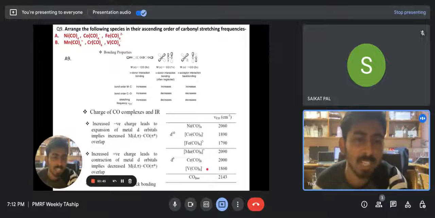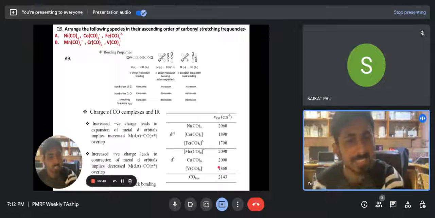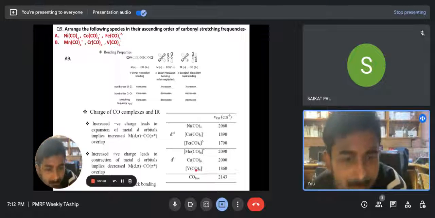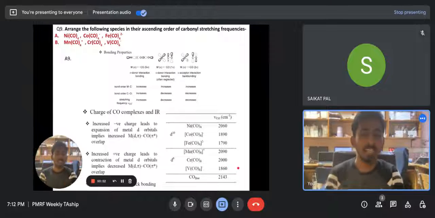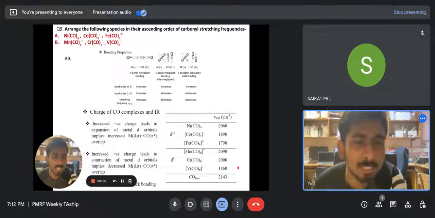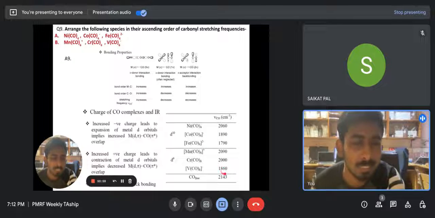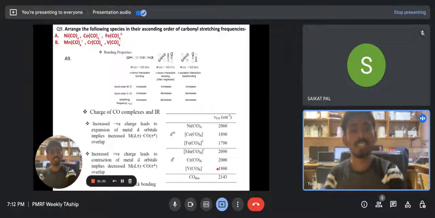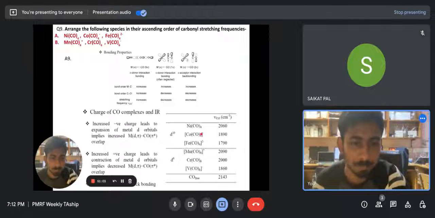In this case, the electronic, so we have to think in this way. Since this d6 electronic system, that is VCO6 minus, has a high electron density, that's why it can backdonate more efficiently than CoCO4 minus. That's why the electron density decrease here is the most, not in case of this.